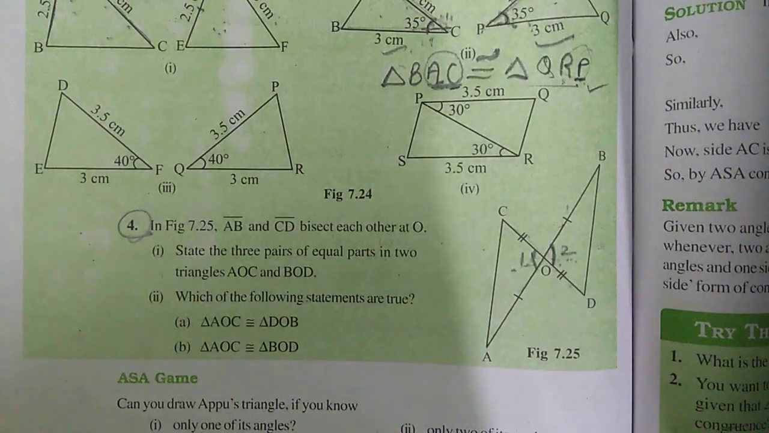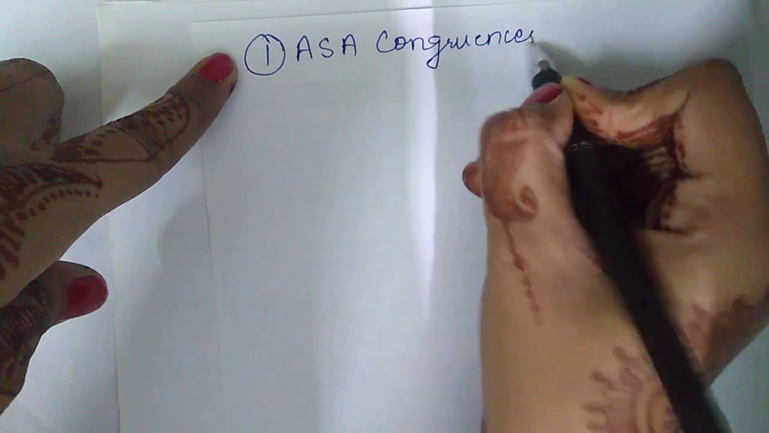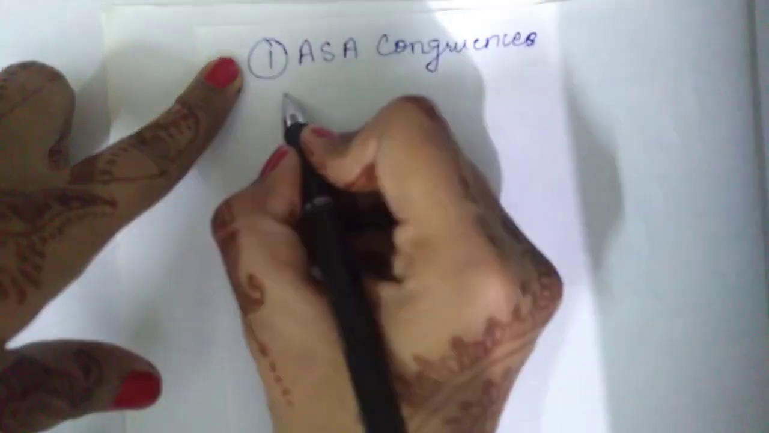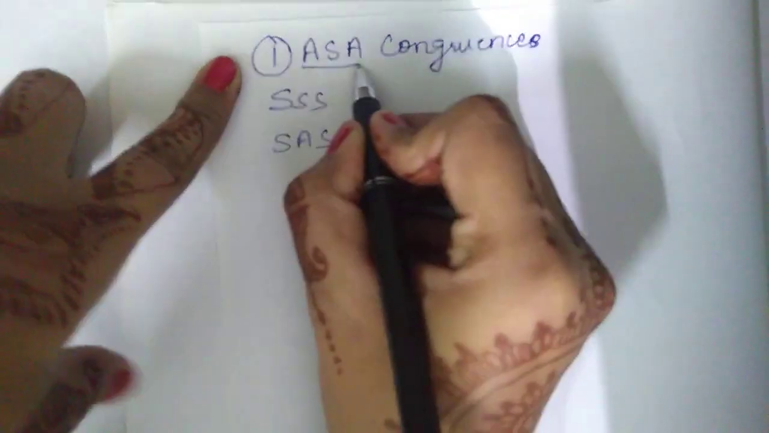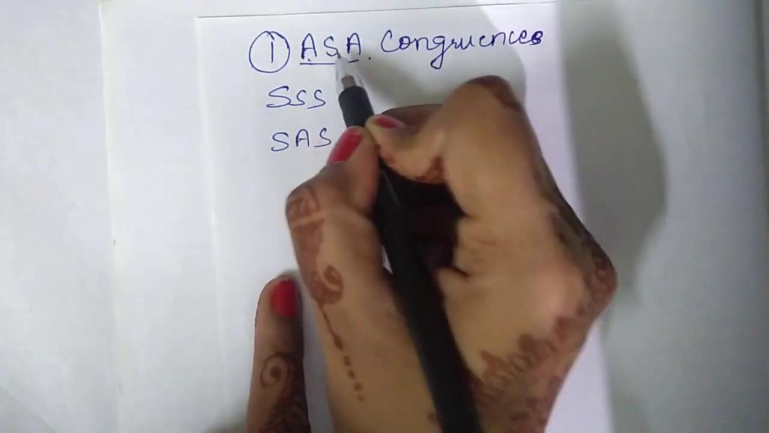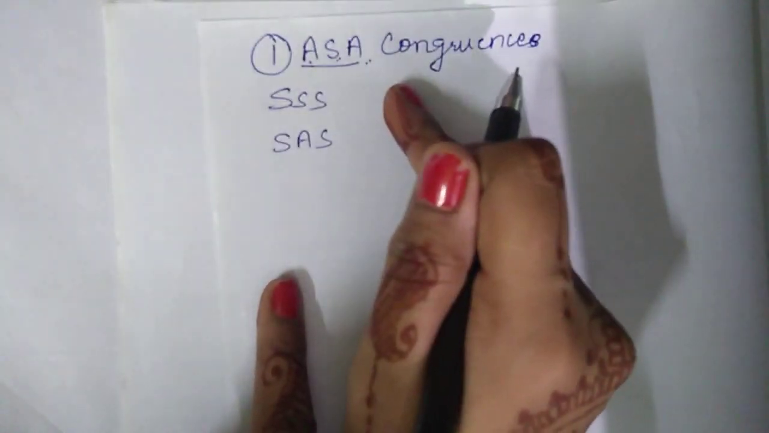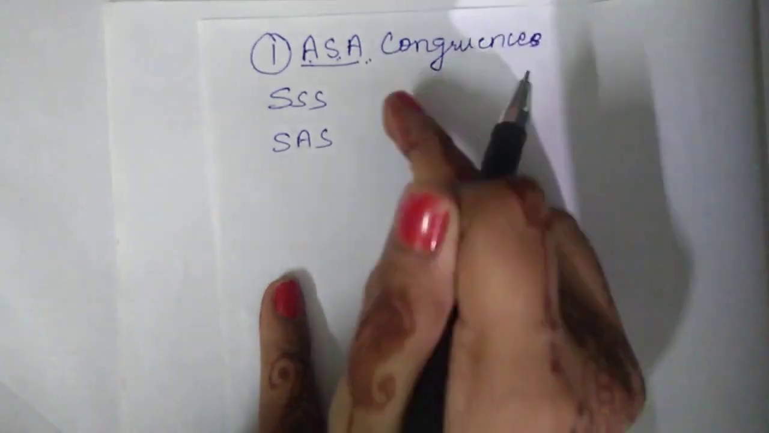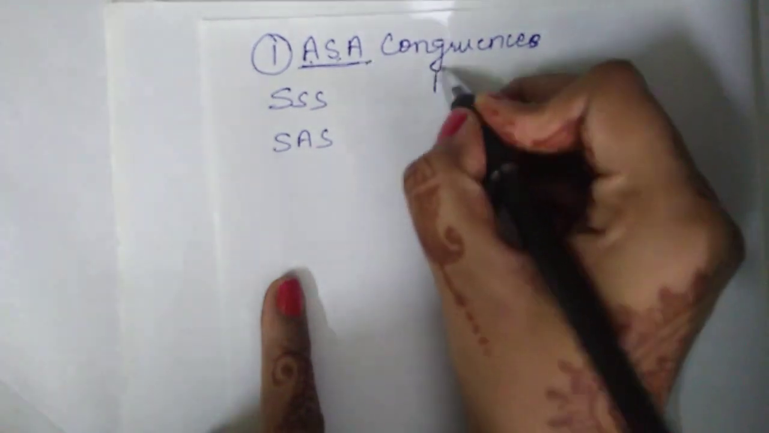Now I am coming to the next congruence rule. The third rule we have is the ASA congruence rule. We have learned about two rules. First we learned the SSS congruence rule, then we learned about SAS. Now the third one is ASA. It stands for angle side angle. The statement of this rule is given on page number 144 of your NCERT. Here I am not writing, I am just explaining. This statement is given on page number 144.